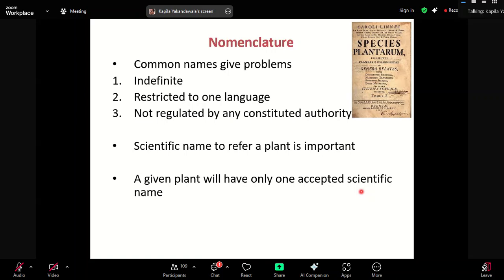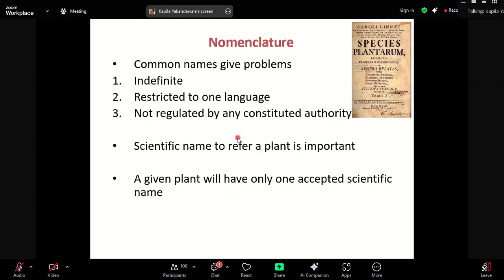Right? If there is a controversy, the book has given, ICBN, International Code has given instructions how to avoid the problem. Right? So everything is clear because we have regulation. Okay? Now you know, giving common names are not going to work. So you have to use scientific name.